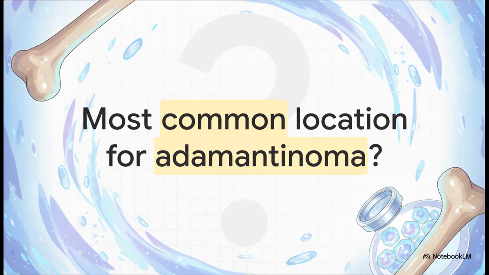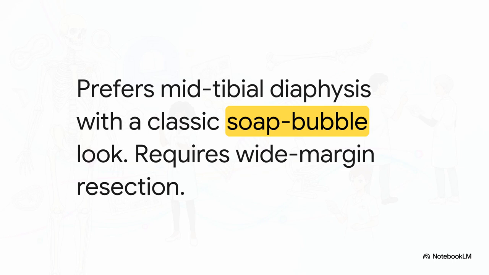Let's try this one. Which of the following sites is the most common location for adamantinoma? A. Radial epiphyses. B. Ulnar metaphyses. C. Femur diaphysis. D. Tibial diaphysis. Or E. Humeral diaphysis. The answer is D, the tibial diaphysis.